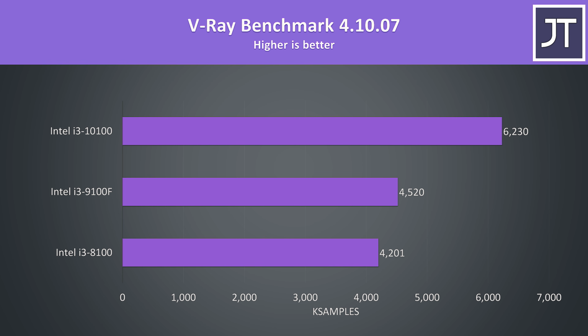The V-Ray benchmark uses the CPU to render out a scene, and as another multi-core test, the 10100 was scoring much higher over the other two i3 processors. It was scoring 38% faster than the 9100F and 48% faster than the 8100.